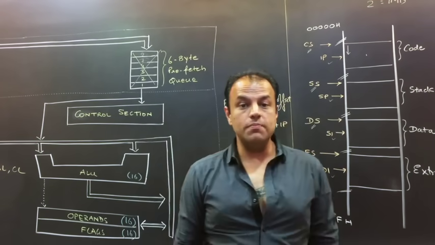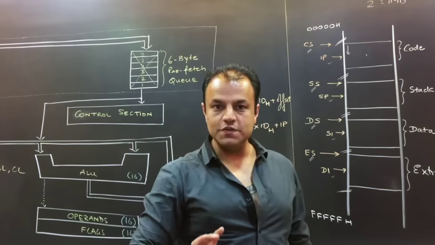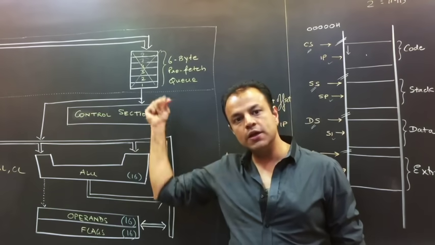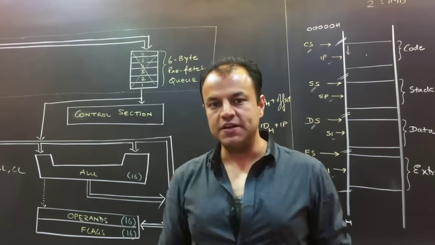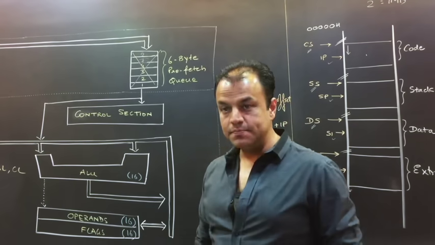Now what? Does pipelining stop? No. The processor goes to the new location, fetches 6 bytes, puts them back into the queue and continues pipelining as usual. Only momentarily pipelining fails whenever there is a branch. Tell me, did you understand this? Yeah?